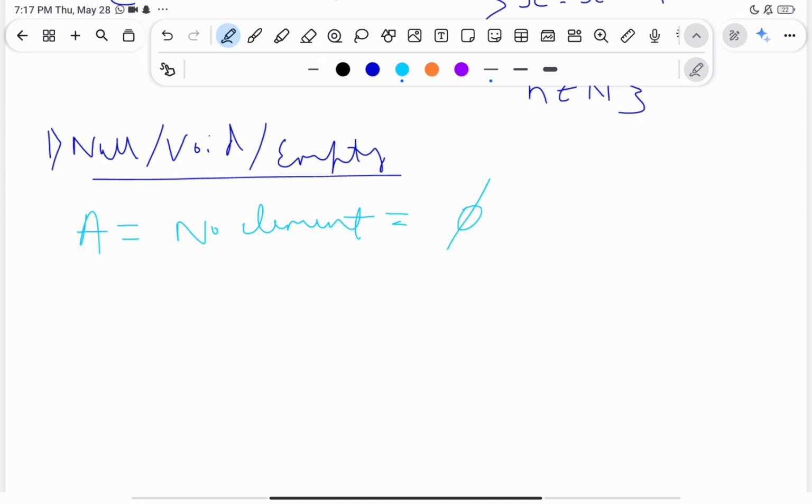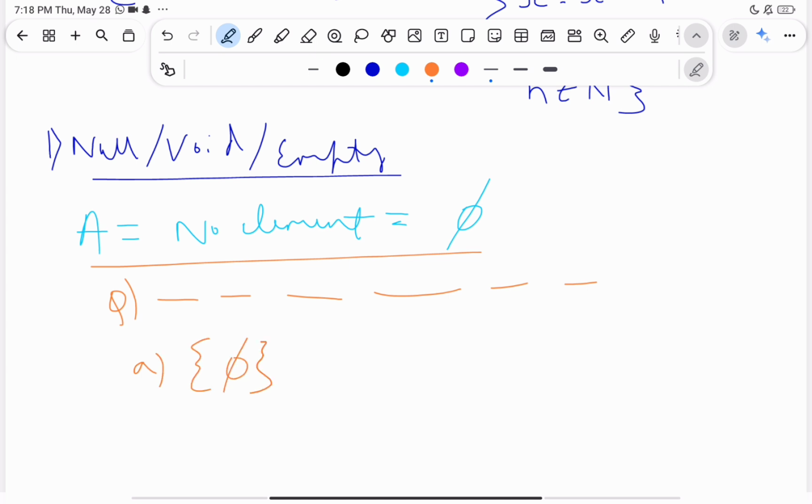In all competitive examinations they will give you like this. Which is the right representation? The question will be which is the right representation for the null set, void set, or empty set. Option A will be like this. Option B will be like this. It is a more than one correct type question. Option C will be like this, and option D will be like this. Which will you mark?